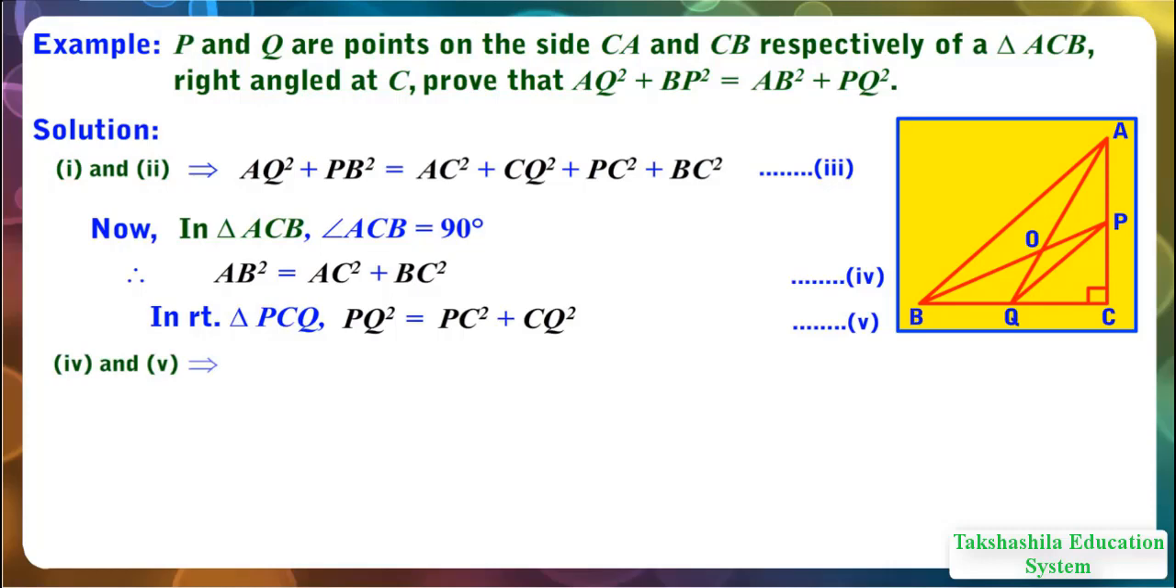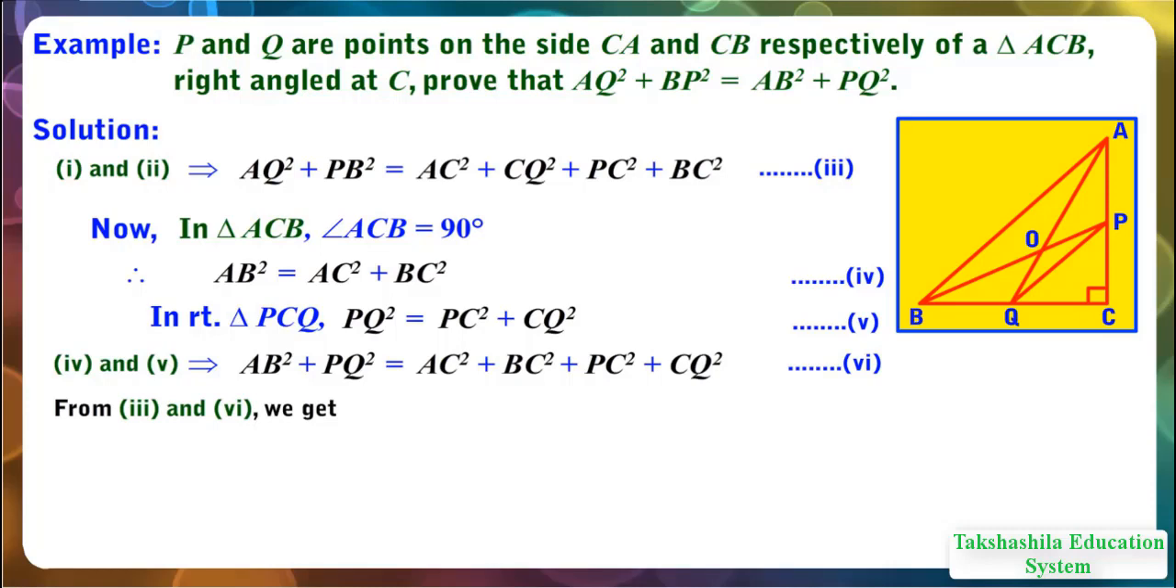Adding fourth and fifth, we get AB square plus PQ square is equal to AC square plus BC square plus PC square plus CQ square. Now we can compare third and sixth, and we can see in both the equations the right hand sides are the same. So the left hand sides become equal. So we get AQ square plus PB square is equal to AB square plus PQ square, hence proved.